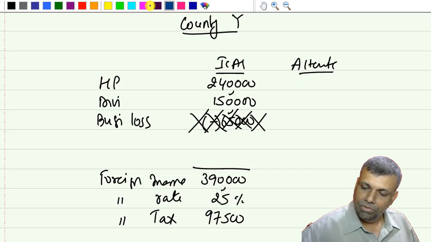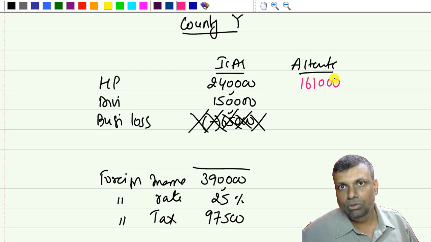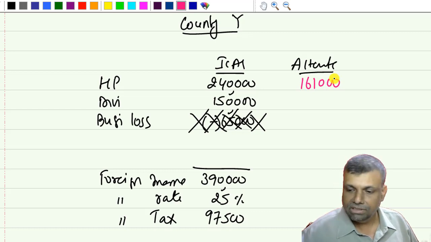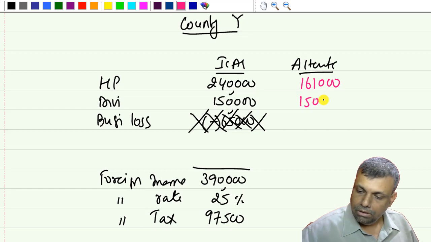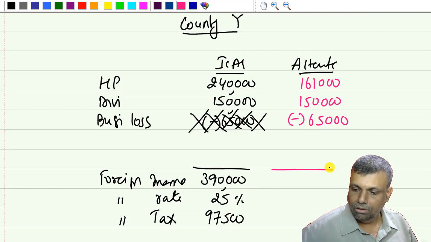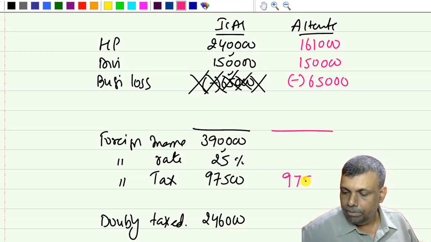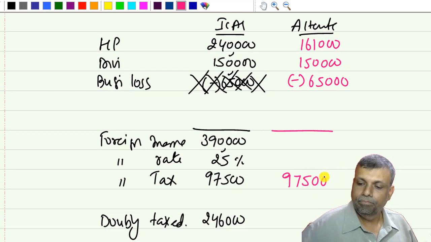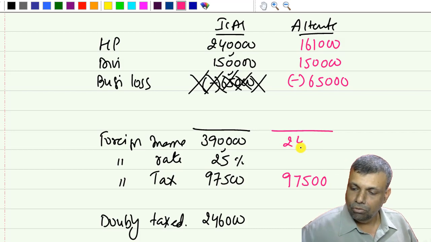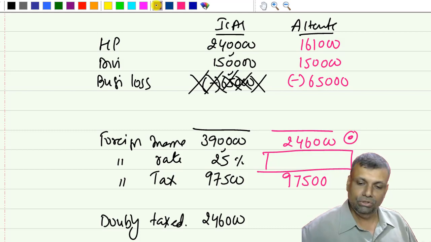Okay. Now see, for country Y, our house property income computed in India, after municipal tax and 30% standard deduction, was 1,61,000. Dividend figure is as it is. The Indian law is giving you a particular set off. Now the tax figure is anyway going to remain constant. That is not going to change. So this figure is going to be 2,46,000. And now this percentage is going to change because this particular figure of 2,46,000 has changed.